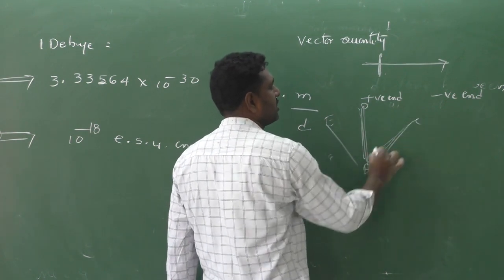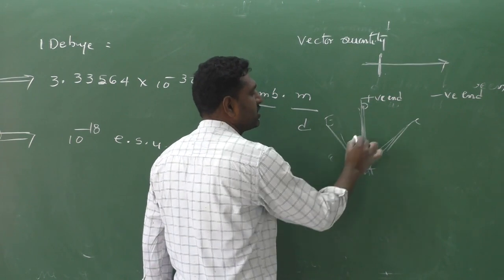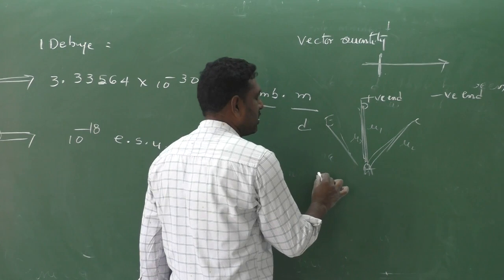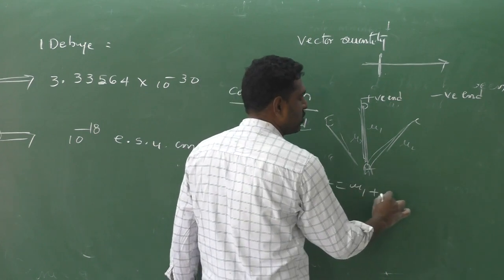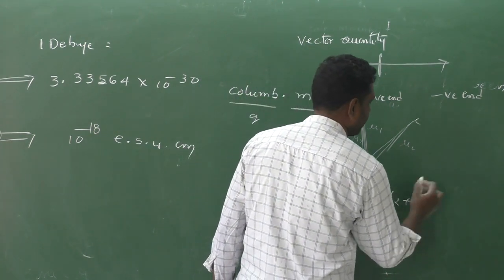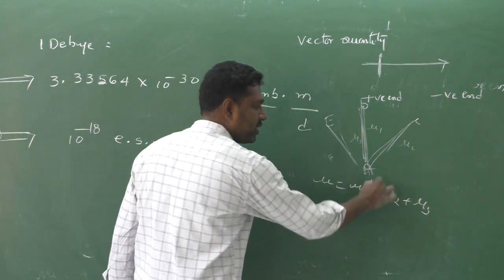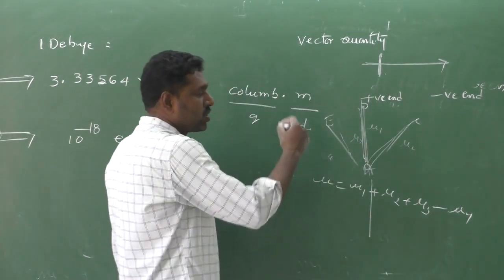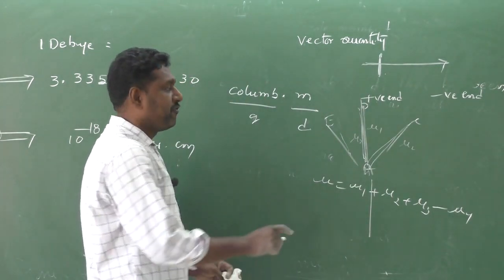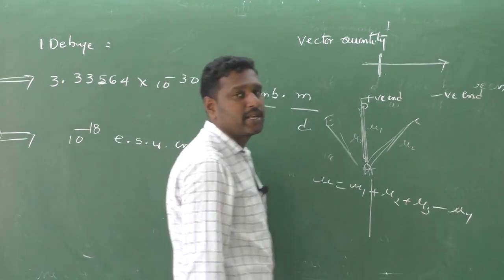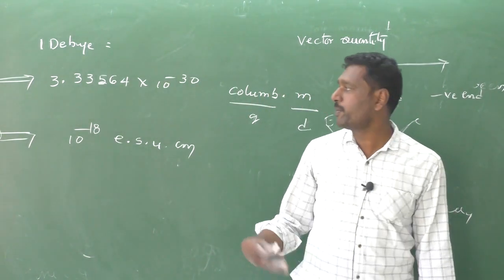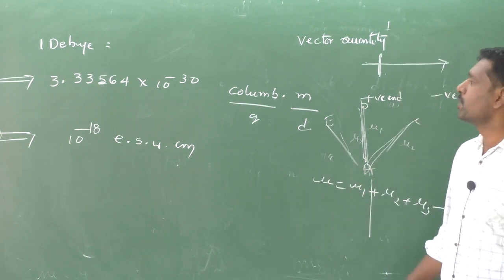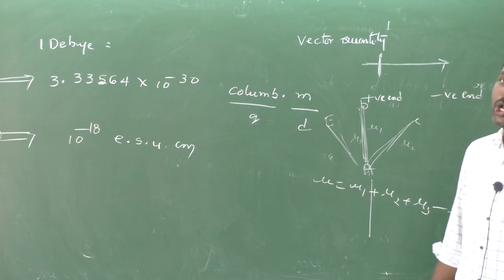In this direction, in this direction, in this direction, it is mu1, mu2, mu3. The total mu equals mu1 plus mu2 plus mu3. If it is in the opposite direction, then minus mu4, like that. So it is the vector sum of the various bonds. Vector quantity, as you know from physics, means spatial arrangement is also considered. So this is about dipole moment.